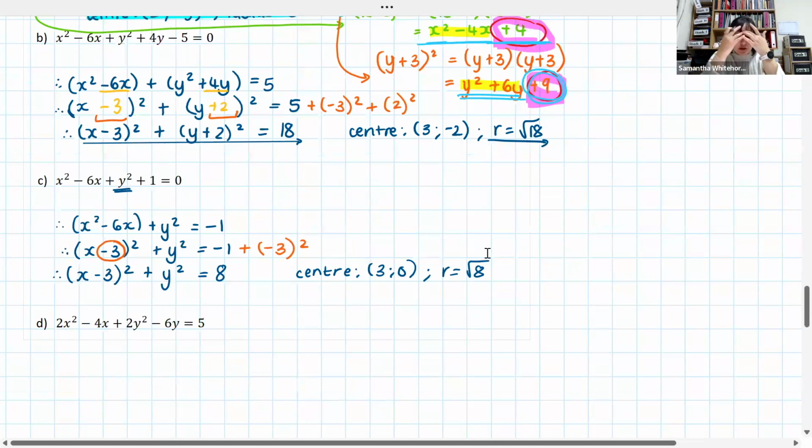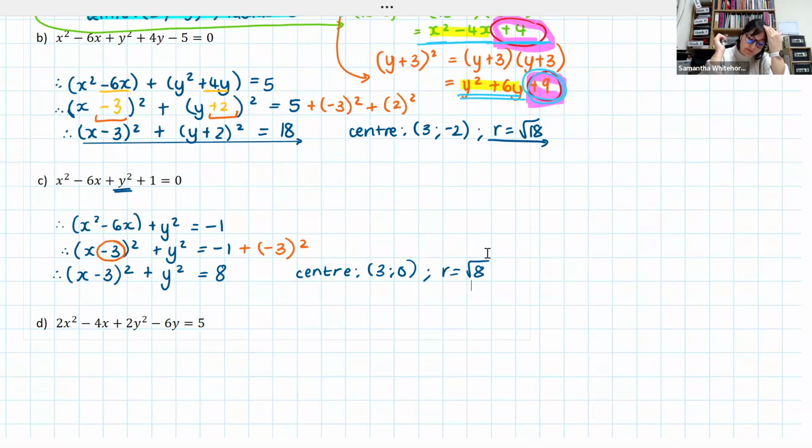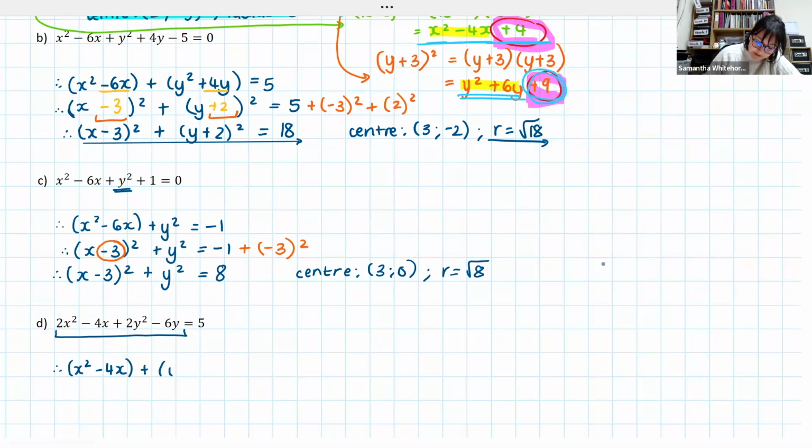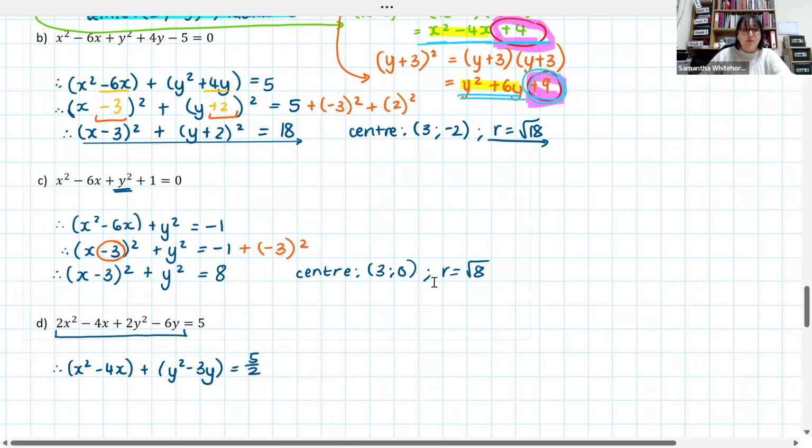And remember, please just ask questions as we go along if something's not making sense. If we look at D, all of a sudden we should be thinking, there's coefficients to my x squared and my y squared. But look at this. Everything's divisible by 2. Don't overcomplicate it. Just divide everything by 2. Make your life easy. So if we divide everything by 2, we've got x squared minus 4x plus y squared minus 3y is equal to 5 over 2. Do not forget to divide that 5 by 2 as well. Remember, basics of equations. What you do on the left, you do on the right.